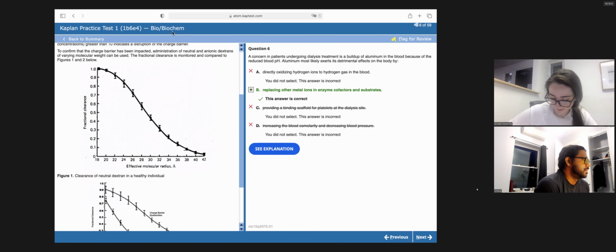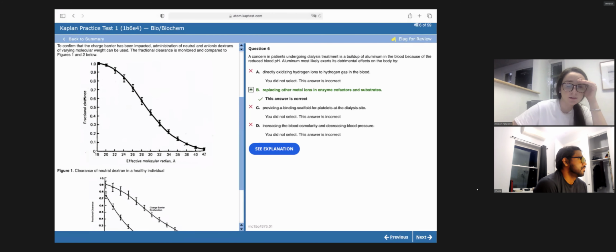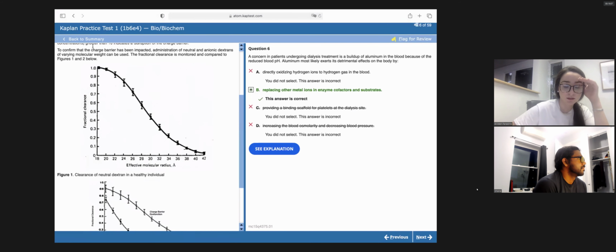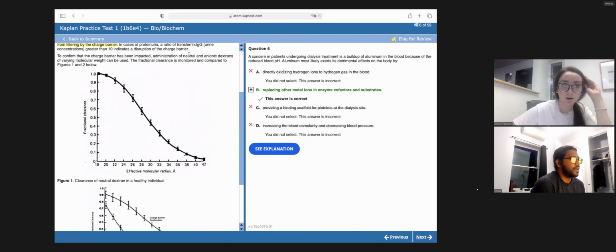Okay. So yes, this. So the independent variable, I know it's the X and Y, but then the fractional clearance, I wasn't really sure what that was measuring, because I figured they're doing this to figure out if the charge barrier is impacted or not. So I don't really know if high fractional clearance is going to do that or low. I have no idea.